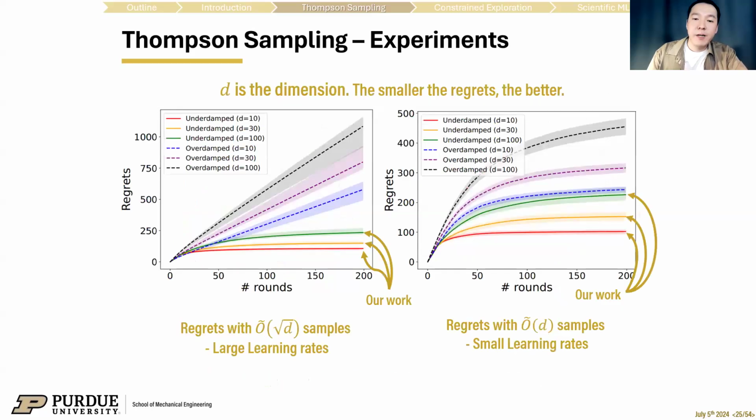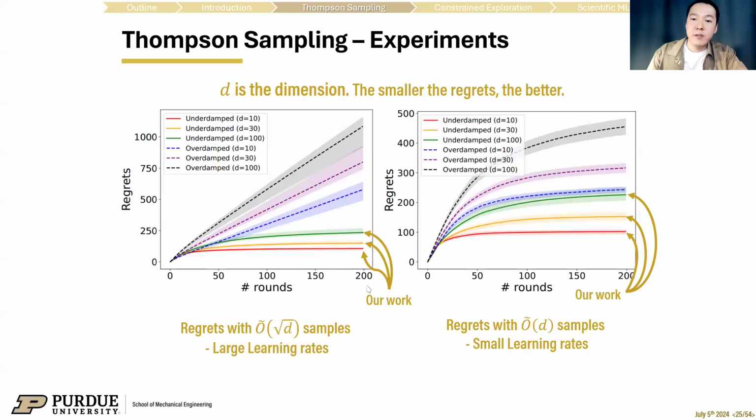And this is why we first validate the performance of Thompson sampling with underdamped Langevin and compare it with overdamped Langevin. So we test them in different dimensions and different numbers of samples. And here, the smaller the regret, the better the performance. So here, square root of D and D samples just refer to different learning rates when you're training a neural network. So square root of D samples can refer to a large learning rate, and D samples refer to small learning rates.